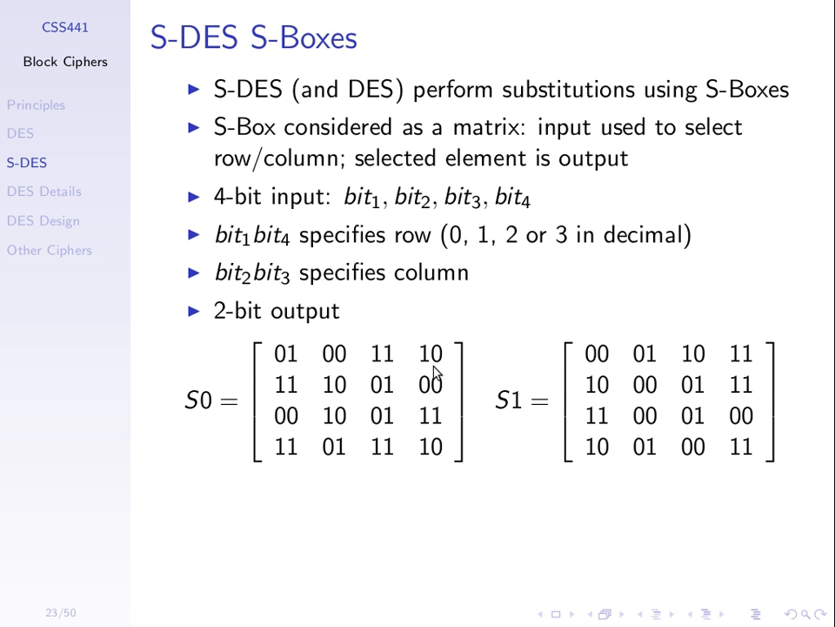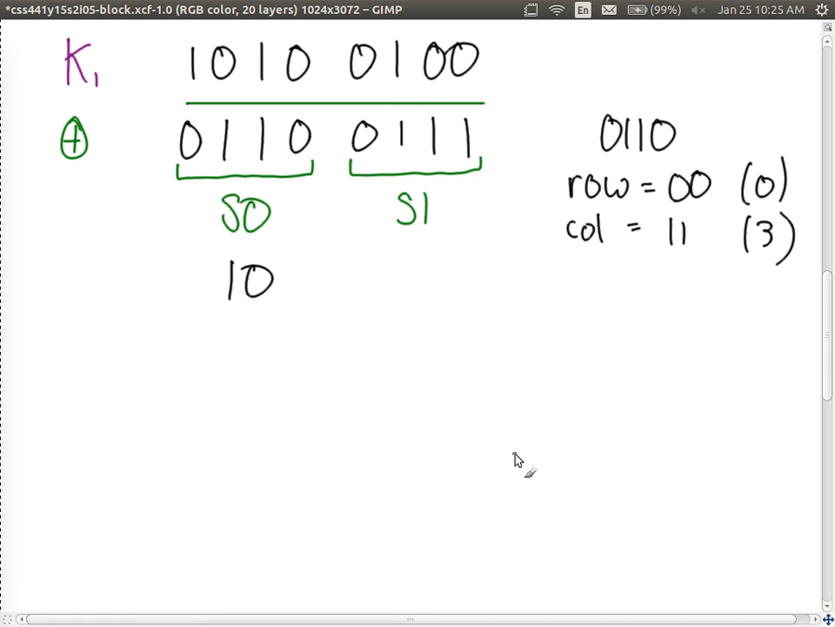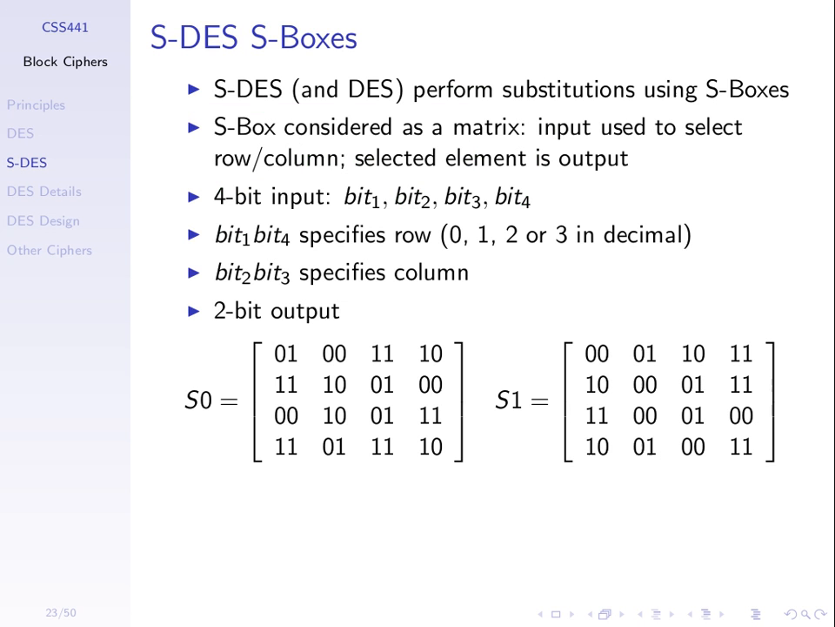Do it for S1. With S1, you take the other four bits. You take these four bits, apply them into S1, the different matrix, and see what you get. With S1, the input is 0111, row 01, the first and last bit, column, second and third bit, 11, or in decimal, 1 and 3. Look it up in S1. Row 1, which is the second row, column 3, the last column, 11 comes out, this element.